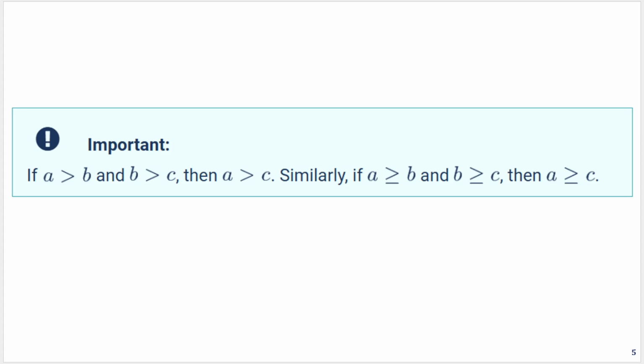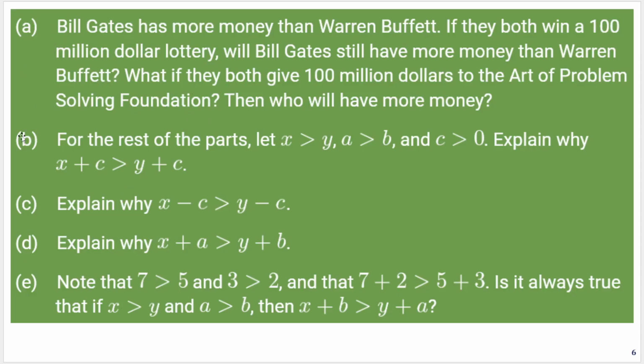All right, then let's have a look at some other questions. Let's consider these 5 questions. First, Bill Gates has more money than Warren Buffett. If they both win a $100 million lottery, will Bill Gates still have more money than Warren Buffett? What if they both give $1 million to the Art of Problem Solving Foundation? Then who will have more money?